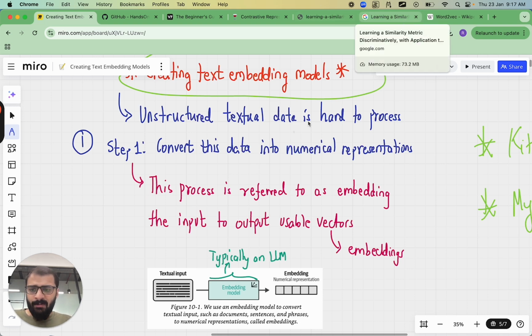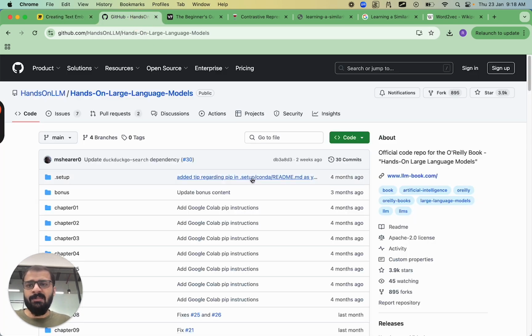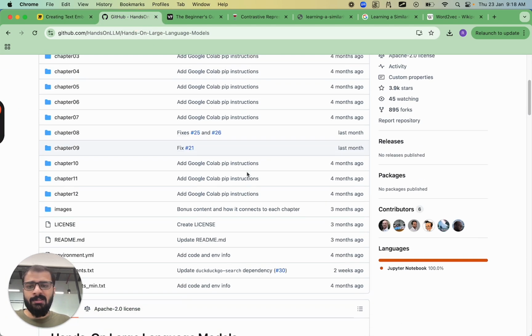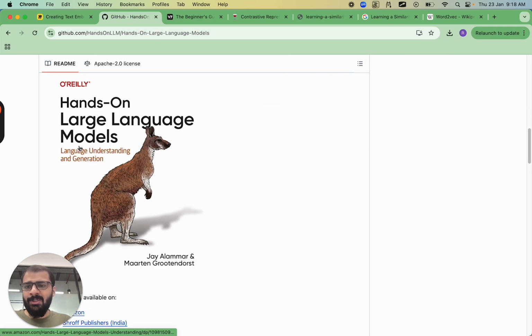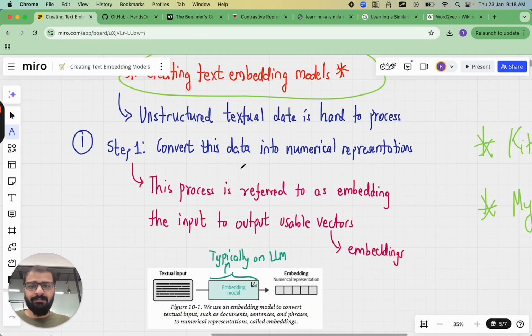All of the lecture material which I am showing right now, the images, etc., are taken from this book, Hands-on Large Language Models, which has been written by J. Alammar and Maarten Grootendorst, and it's published by O'Reilly. So I just wanted to provide this citation and reference at the start of this lecture.